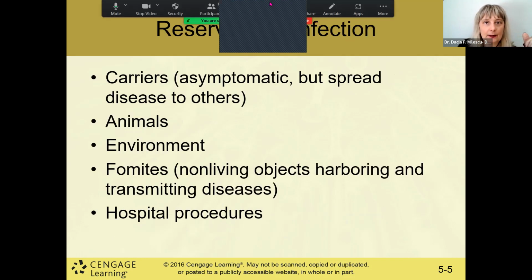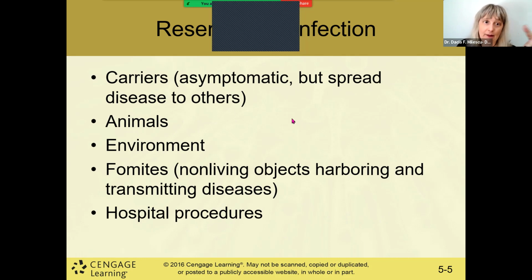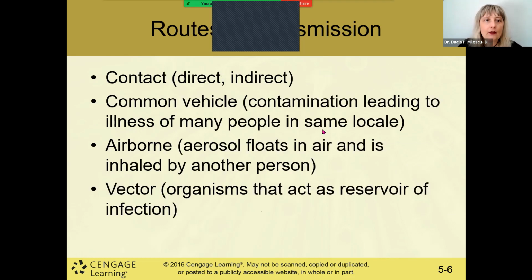Now, let's discuss a little bit on the reservoirs of infection. What does that mean? We have people that are carriers. So we have asymptomatic carriers. We have people that have had COVID and then they get COVID again, but their immune system's so strong they don't have any symptoms, but they are carriers, okay? They are carrying this virus. Animals can be carriers. The environment can be a fomite. A fomite is any non-living object, like a table, that has germs. Any kind of pathogen on a table can be transmitted to the individual. Hospital procedures. This is nosocomial infections. We talked about this last week.